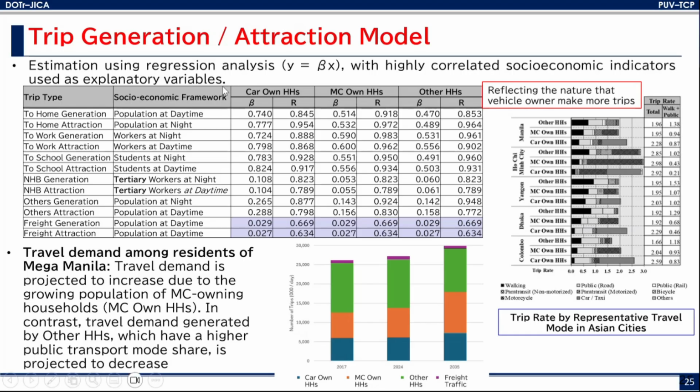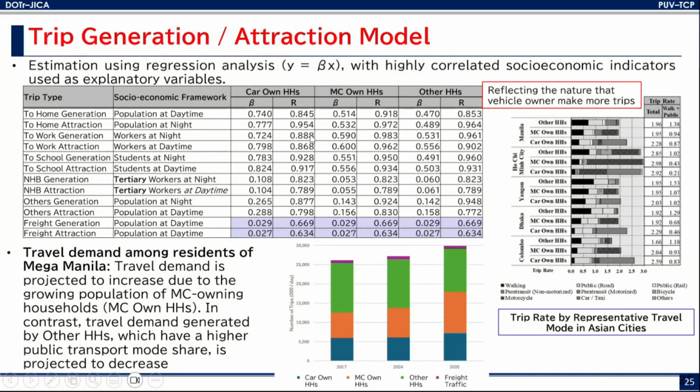These models use very simple regression analysis, y equals beta x, and highly correlated socioeconomic indicators were selected as explanatory variables, as shown in the previous pages. And as the characteristics of these models, the trip generation and attraction model was developed by the vehicle ownerships. Then you can see the car owners column and the motorcycle column and the other household columns.